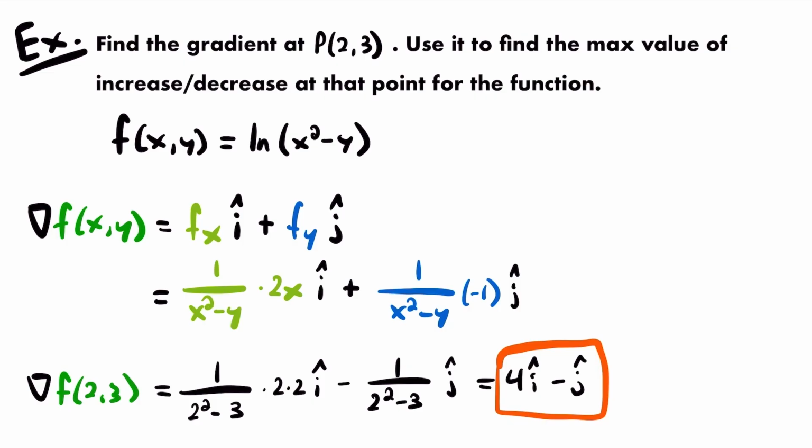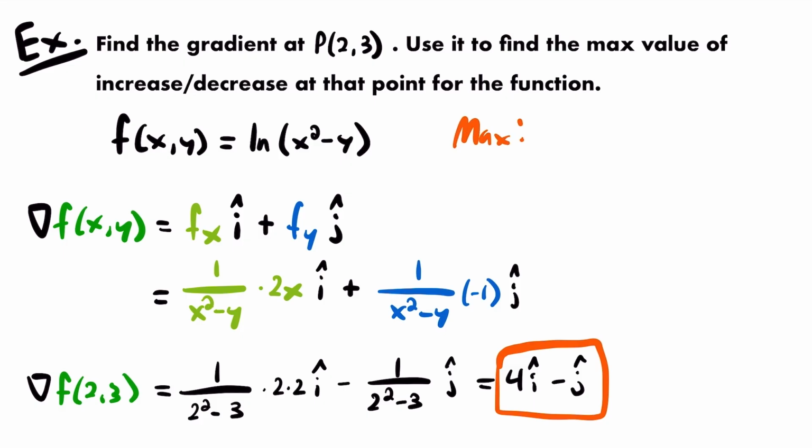Instead, we want to use that gradient vector to find the maximum and minimum values for the directional derivative at that point. Okay, I'm rephrasing this here. That means the same thing as the max value of increase or decrease at that point. The increase/decrease refers to the maximum and minimum slope. Okay, so let's start with the maximum.